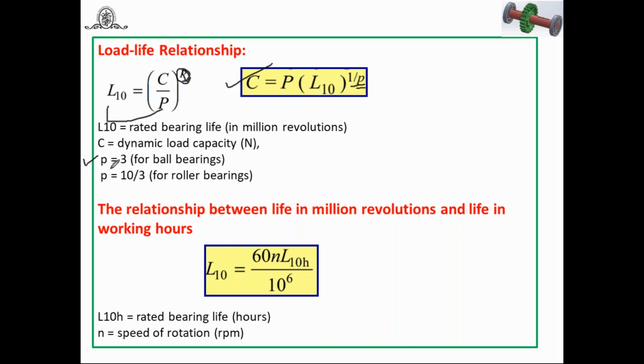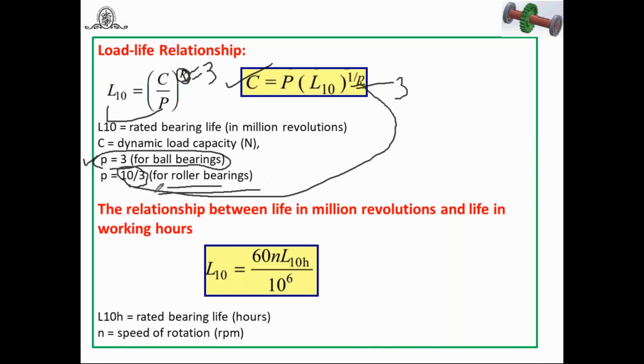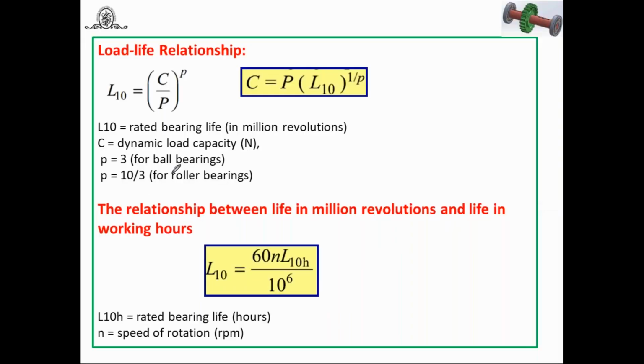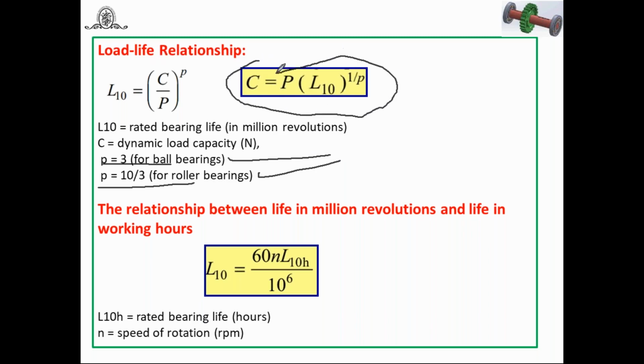The value of small p is equal to 3 for ball bearing, and small p is equal to 10 by 3 for roller bearing. Try to understand. So by using this load life relationship equation, which you can remember, you will get the dynamic load capacity.